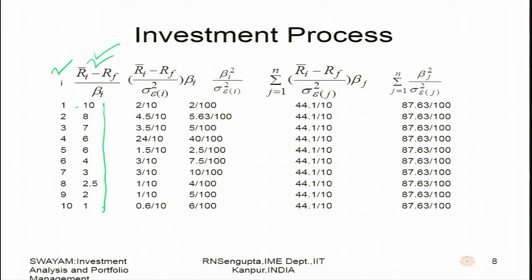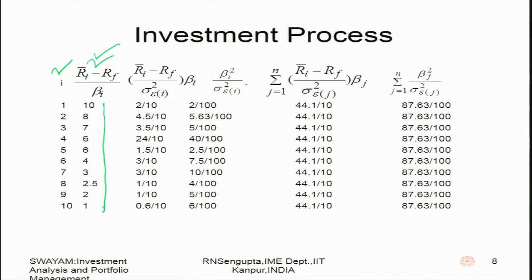Then we follow the same concept as we have done in the 11th lecture. I find out Ri minus Rf divided by sigma square into beta for every stock. So, it is 2 by 10. I have kept purposefully the denominator as 10. Why? You will understand. I did not mention it when we did the 11th lecture, but now I will mention it in more detail. It would have been evident when I was discussing the 11th lecture, and I will make it more clear here. So, without repeating the denominators, the values are 2, 4.5, 3.5, so on and so forth till 0.6.